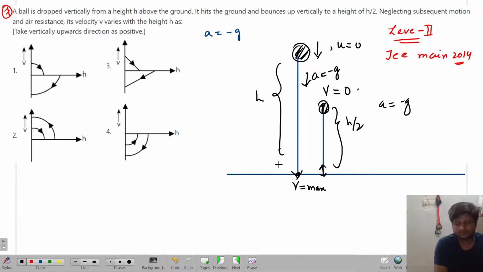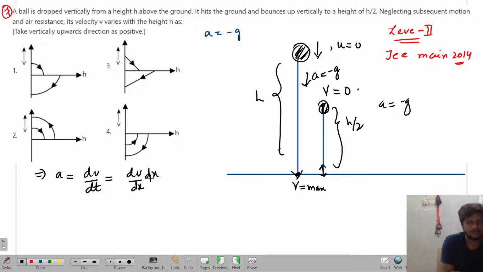Understood or not? So here, try to see this acceleration of minus g which we have calculated. It is calculated only with respect to time, not with the variation with respect to height. I can write acceleration as what? Acceleration is dv by dt. I can write this as dv by dx into dx by dt.